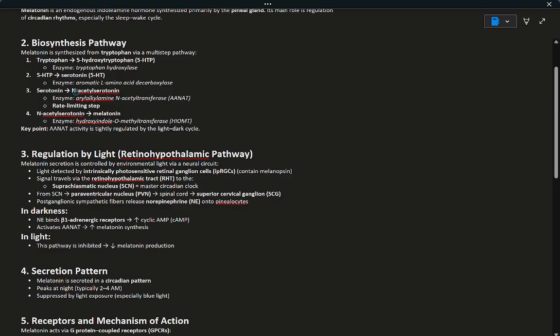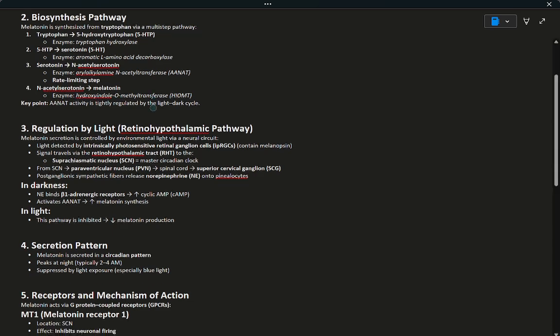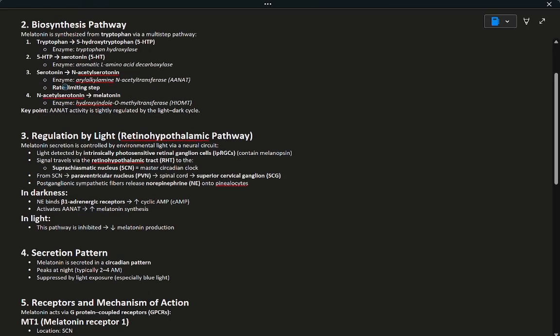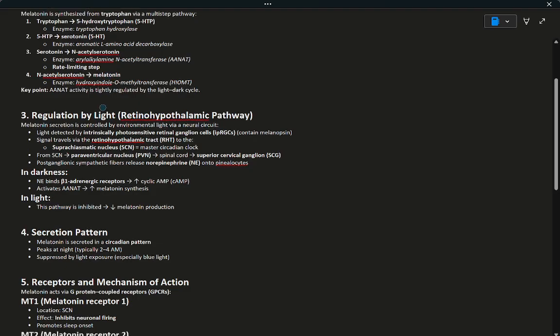This happens to be the rate-limiting step. And then the N-acetylserotonin will be converted into melatonin. This will occur through the enzyme called hydroxyindole O-methyltransferase, or HIOMT. So, to understand this better, just remember that the AANAT, or the arylalkylamine N-acetyltransferase, its activity is tightly regulated by the light-dark cycle, and that's because it is the rate-limiting step in the melatonin synthesis pathway.